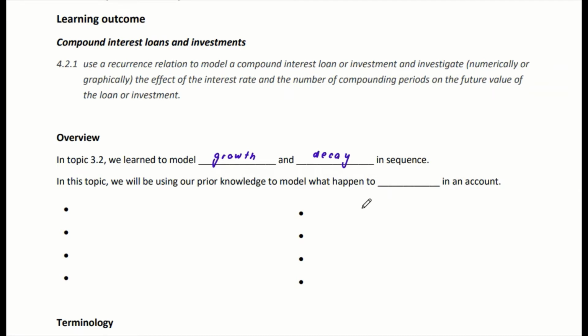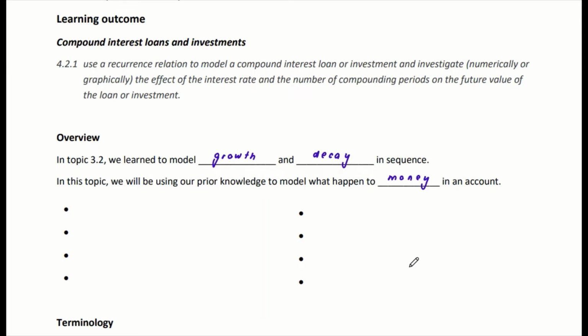So we are going to bring all this prior knowledge that we have learned previously and put it into the situation where we need to deal with finance. It's basically using our prior knowledge in sequences to model what happens to money in an account. It's not limited to investment accounts, but we also talk about loans.